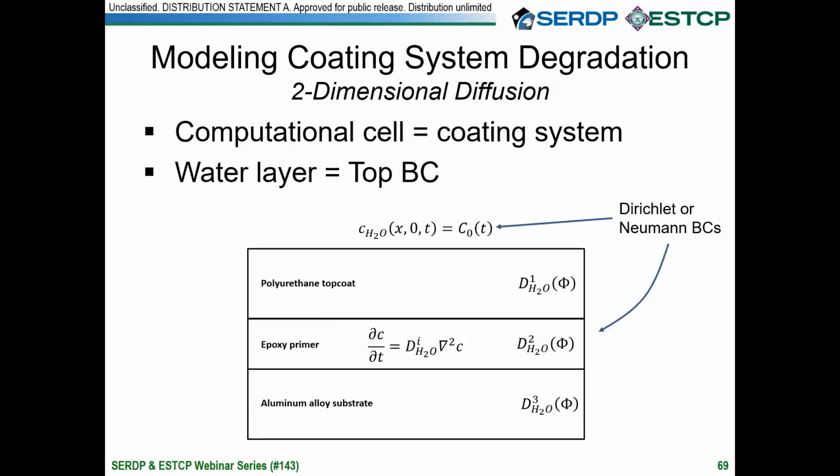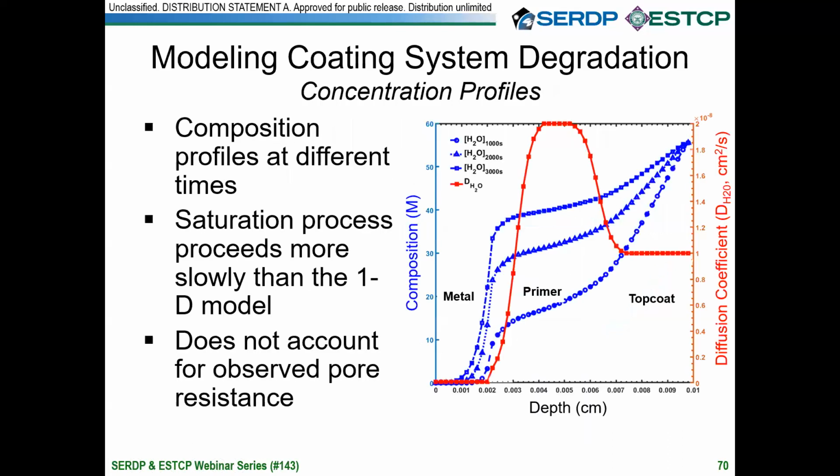So that's set, and so we could solve the diffusion equation over time. Here, this is the diffusion coefficient now. It varies as a function of the thickness, of the depth of the coating system. And now we plot water concentration profiles where we're looking at the center of the coating system from the top down to where the metal layer is.